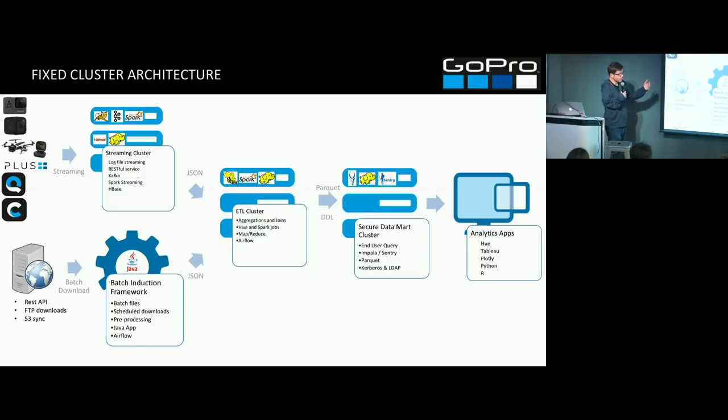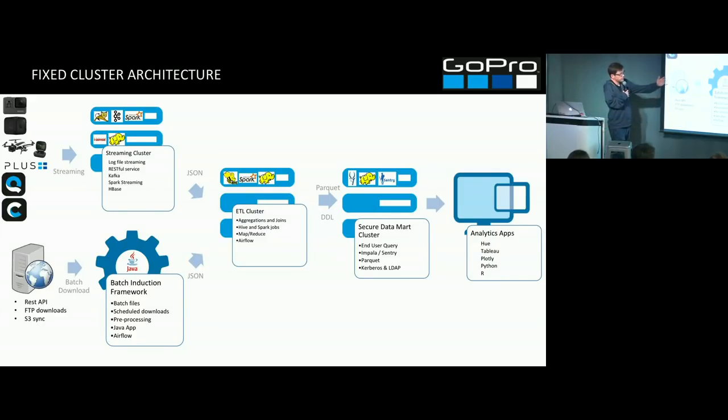ETL cluster started off tried and true Hive, lots of MapReduce. Over time, it evolved to Spark SQL for most of its processing. Pretty large cluster. It was doing large aggregations and joins. That was on a cadence of several hours to sometimes even once a day, whereas the streaming cluster is anywhere from the seconds to minutes kind of a cadence. So you can see things are kind of slowing down as we go along.